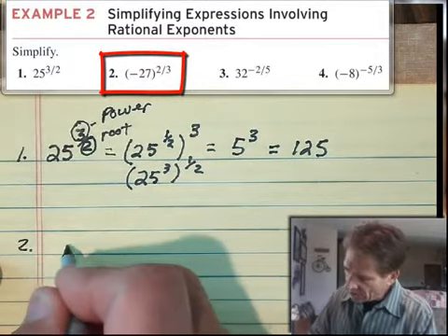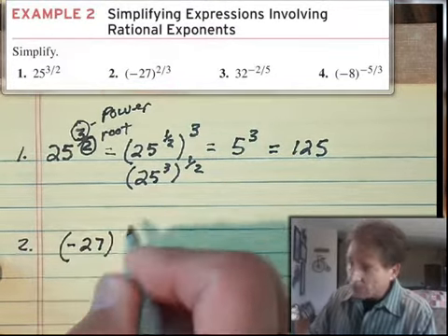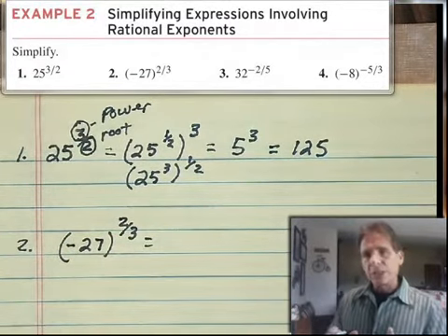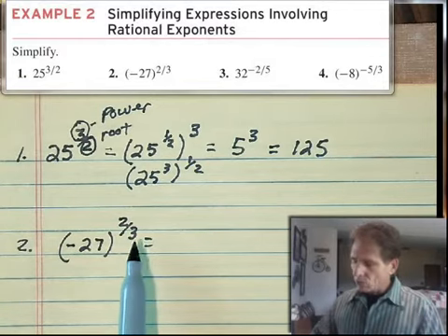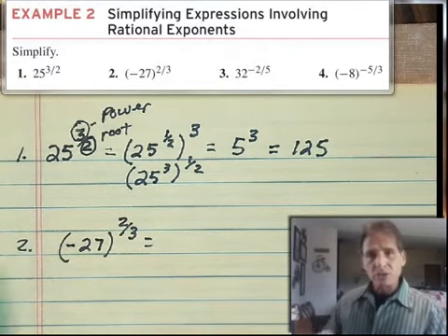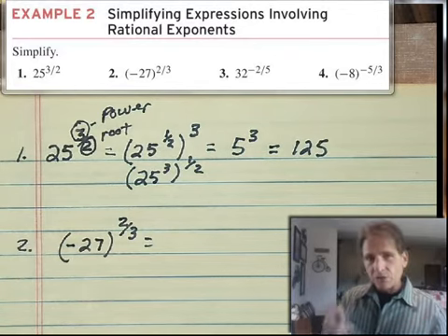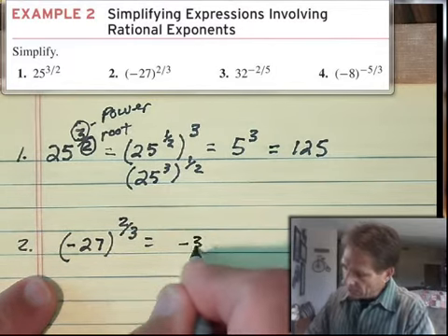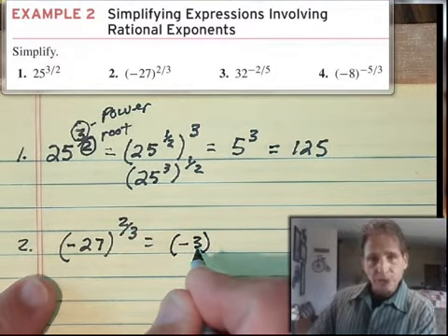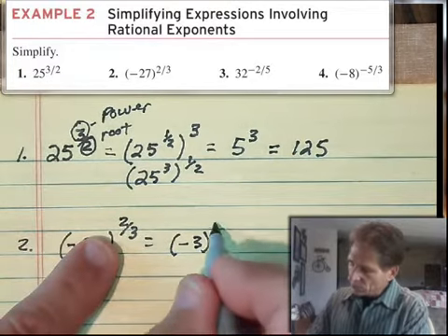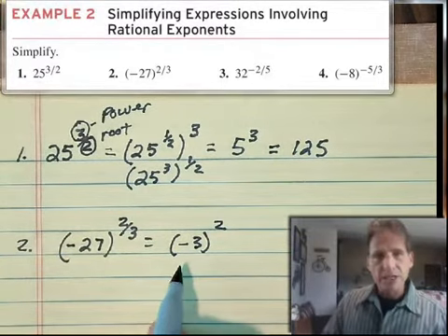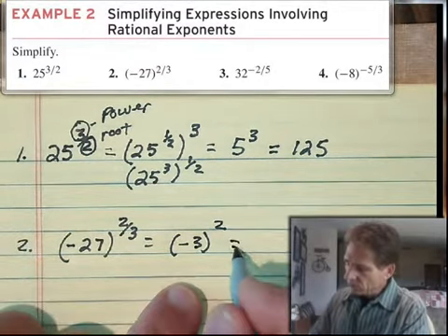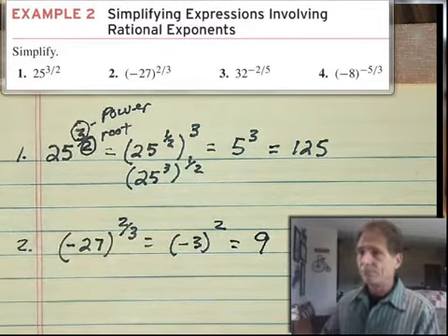So with 2 we have negative 27 raised to the 2/3. Again, I'm not going to split it up as I did in number 1, but we are first going to look for the cube root of negative 27. Again, that's a number times itself 3 times to give us this. Well, that would be negative 3, because negative 3 times itself 3 times is negative 27, but then we're going to square it. Notice I kept the negative 3 in parentheses, so we're squaring the entire thing. So negative 3 times negative 3 is positive 9.